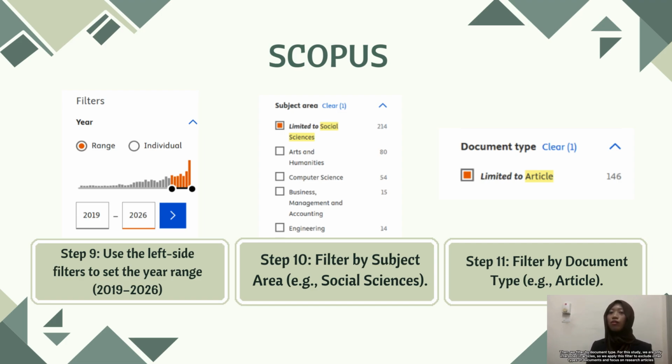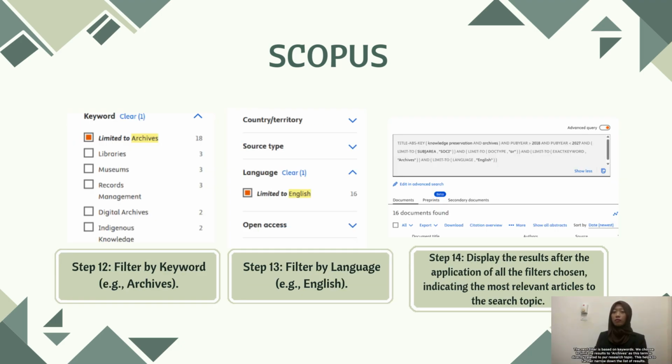For this study, we are only interested in articles, so we apply this filter to exclude other types of documents and focus on research articles. The next filter is based on keywords. We choose to limit the results to archives, as this term is directly related to our research topic. This helps to further narrow down the list of results.